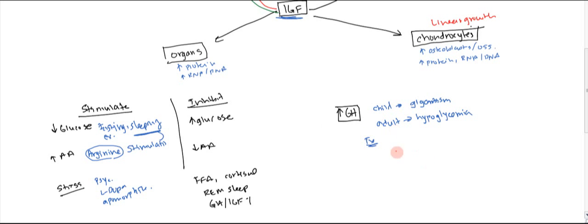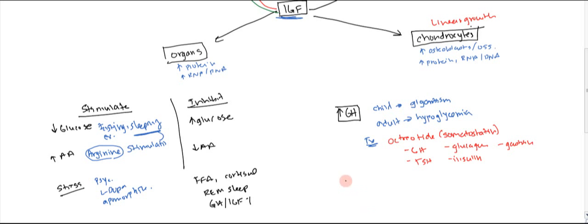Treatment is going to be with a drug called octreotide. This is basically a somatostatin analog. But the only thing is, not only does it block GH, it also blocks TSH. It's going to block glucagon, it's going to block insulin, and it's going to block gastrin. So it's going to have a lot of different effects.